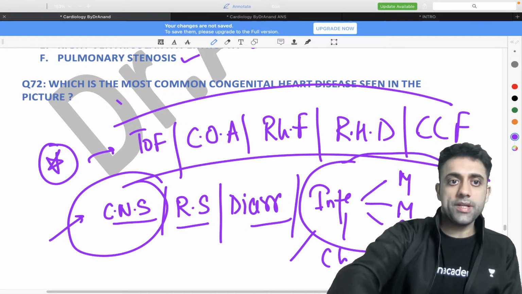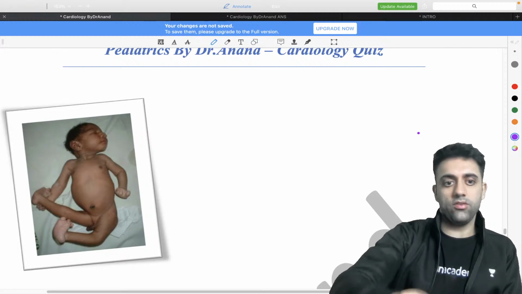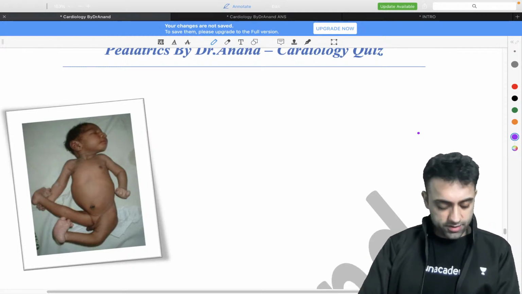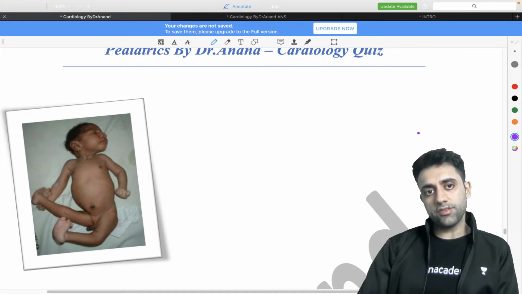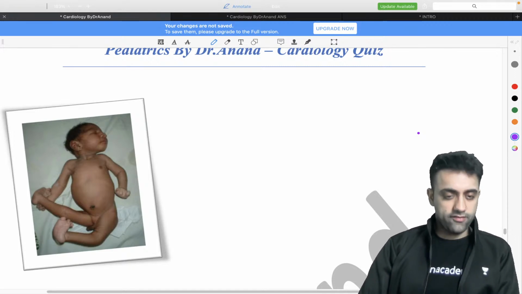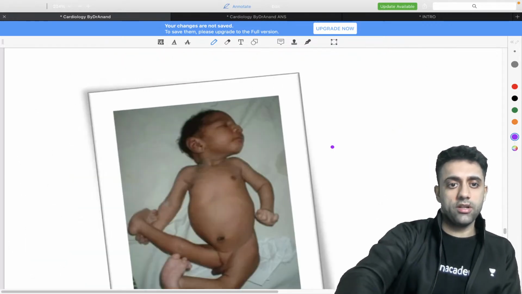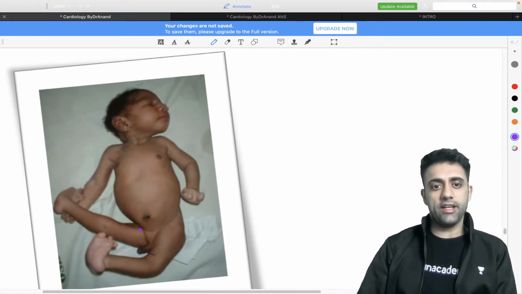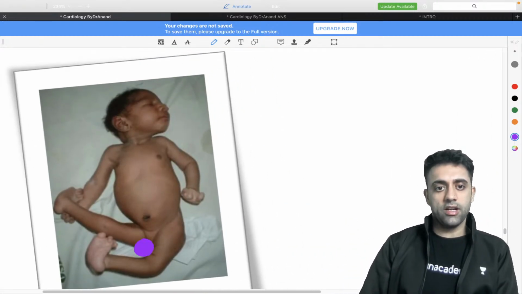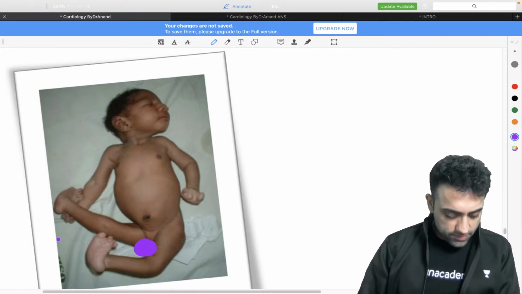Okay, we'll see. Question 72, very good picture. Who can tell me a very fast answer? What is this picture, my dear friends? Very important, let me zoom it for you. What kind of feet do you see in this picture? Anyone? The height part. Anji, what kind of feet do you see in this picture?